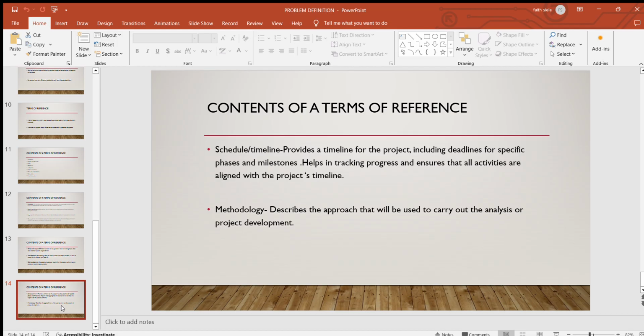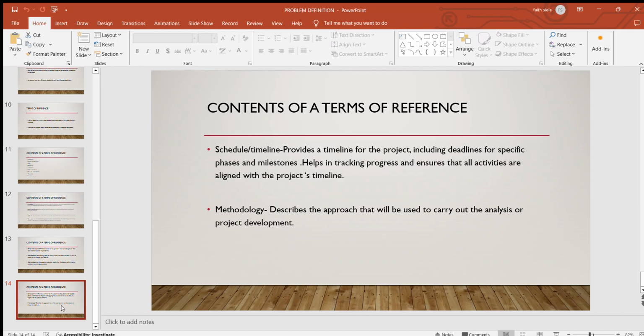When it comes to methodology, this describes the approach which will be used to carry out the analysis or project development. Methodology may outline techniques, for example, or tools or even frameworks which will be employed to collect data or even analyze the problem or design solutions. So that was all about topic 4.